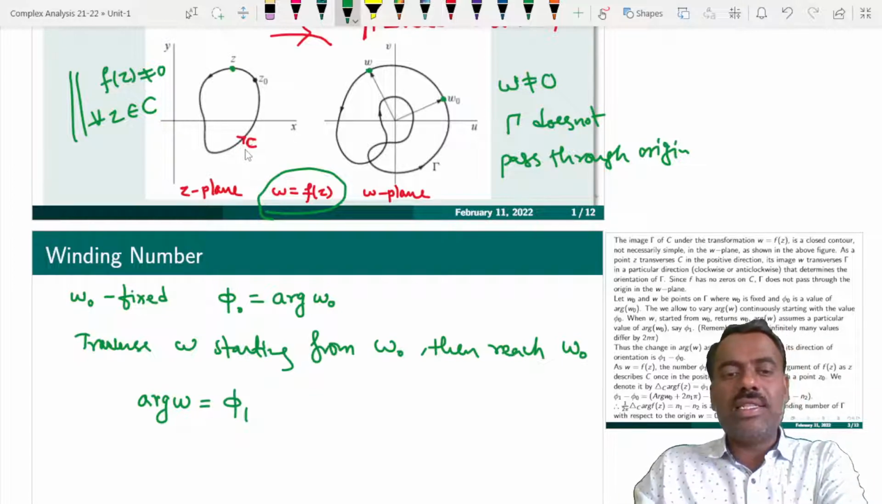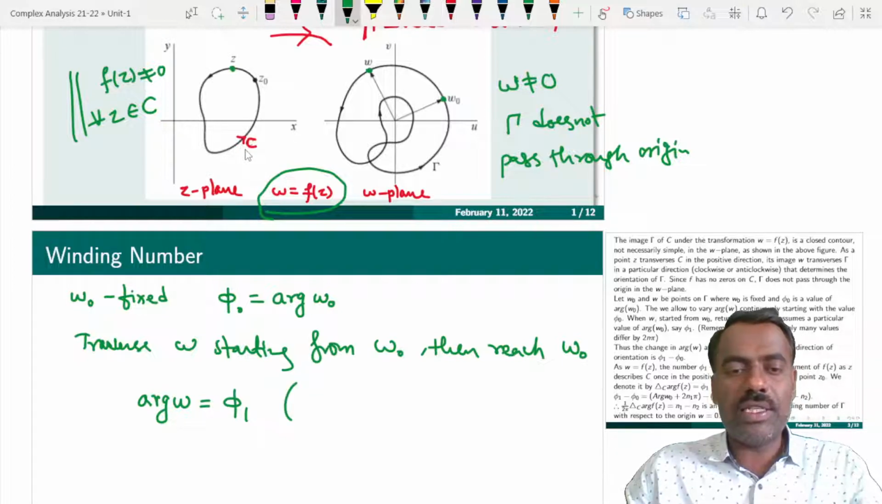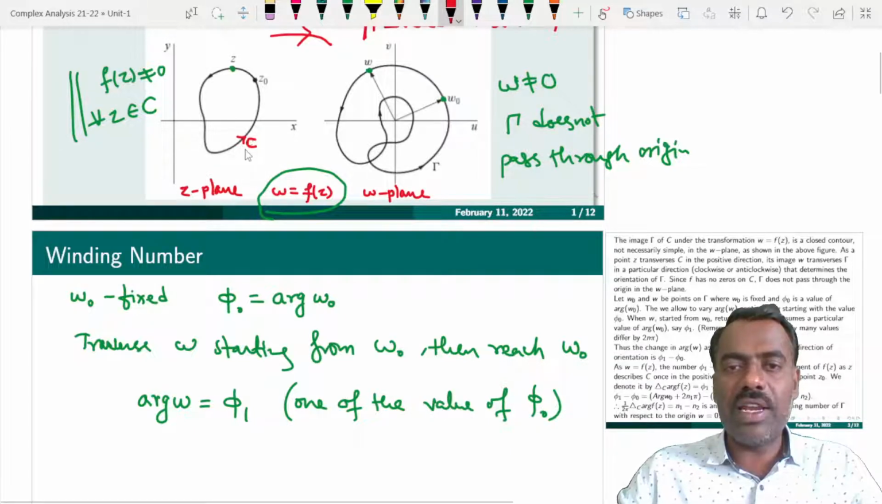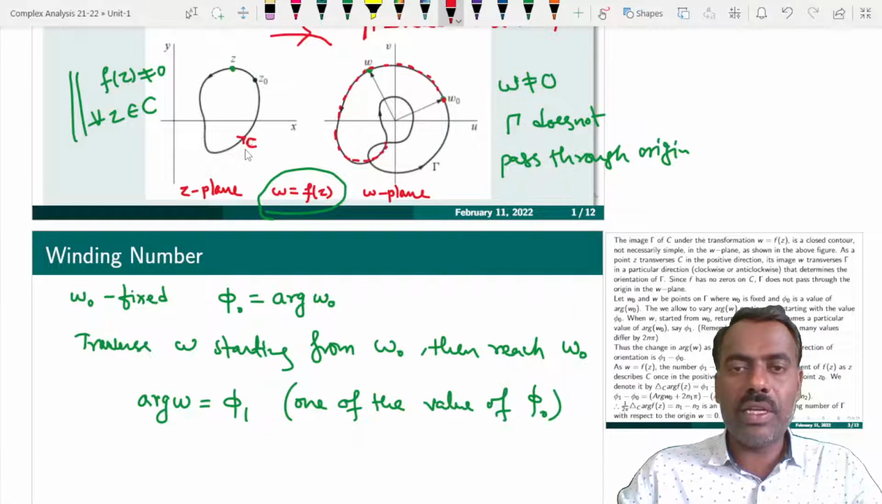This phi 1 is also one of the values of this phi naught only. So we have started from here, phi naught, W naught, then we have traversed along this path gamma. However it is there, then you reach this W naught again.